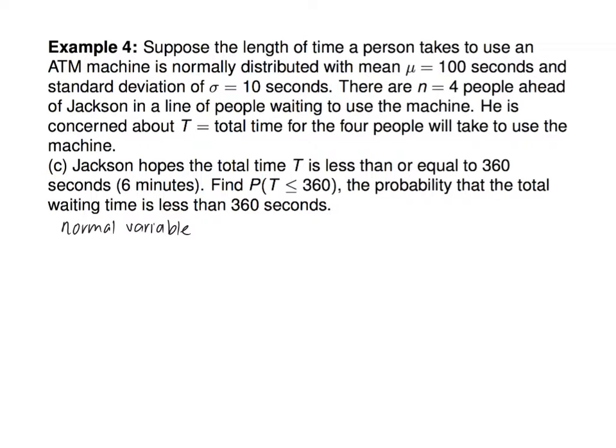So what is the new mean? Mu sub t is not 360. What was the answer to A? 400. That's your mean for total time. What was the standard deviation for this one? 20. And that 360, that's the x. Does that make sense? So if we want to find the probability that T is less than or equal to 360, and we have a normal distribution, that's where we use those tables, right?